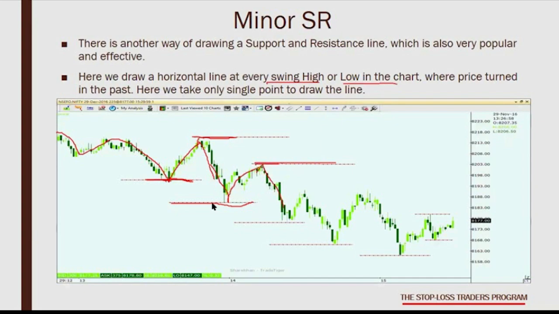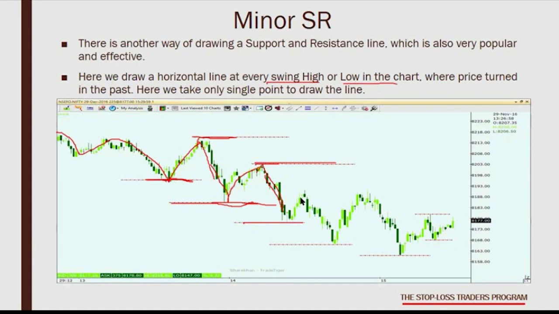Okay. So the next one is the minor support and resistance. And what is that? There is another way of drawing a support and resistance line, which is also very popular and effective. Here we draw a horizontal line at every swing high, and understand the difference. In major, we are taking two swing highs to draw the SR line. But here in minor SR, we are taking only one swing high or one swing low, and we are drawing a horizontal line through it, right?